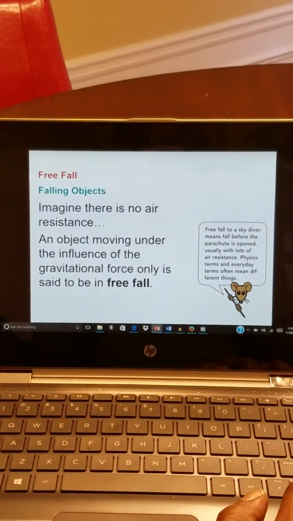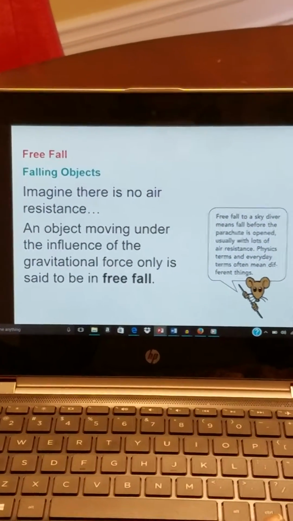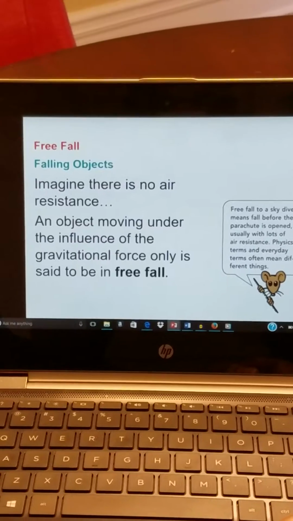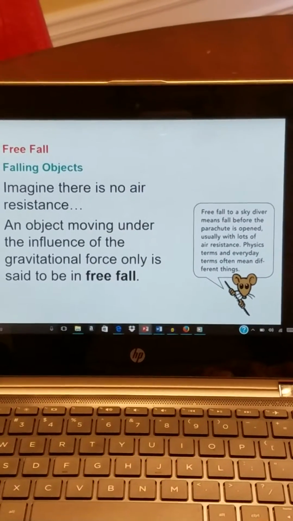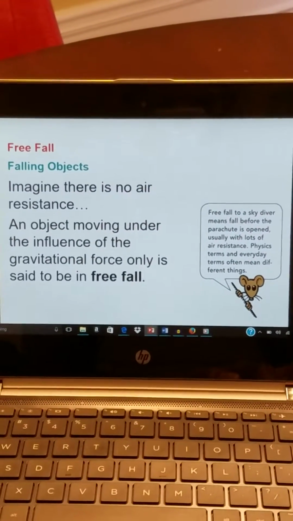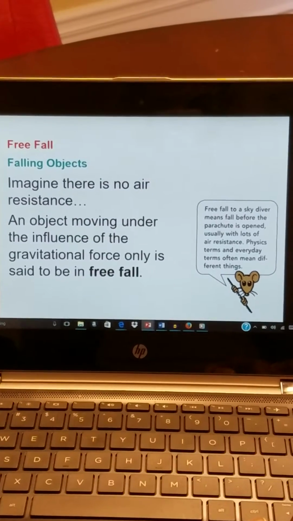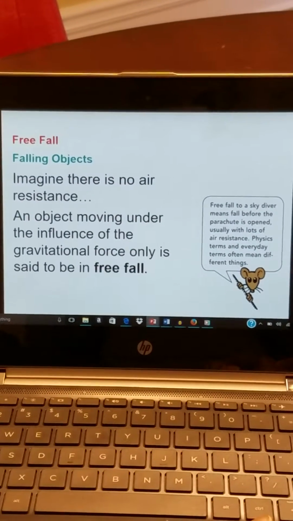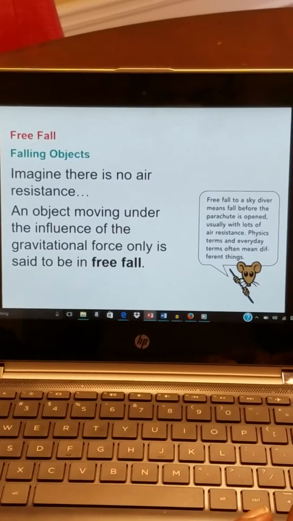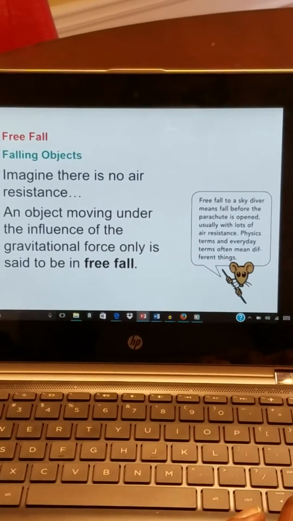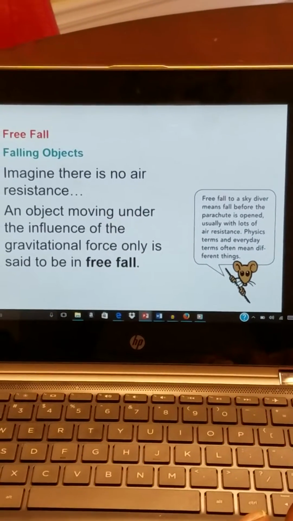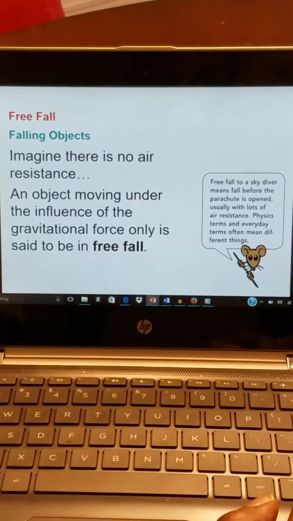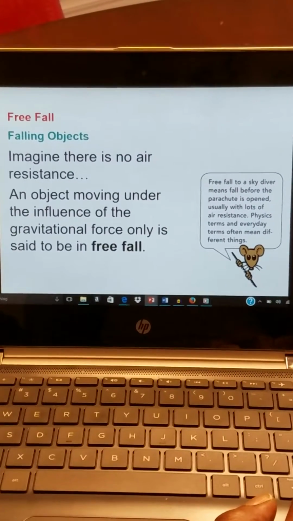If you think about it, you're saying, wait a minute, as an object falls through the air, isn't there air resistance? Yes, you will be right. There is air resistance. But if the object is falling near the surface of the earth, if it's very close, we could neglect the effect of the air resistance. And thus, we could consider the motion as being free fall motion.